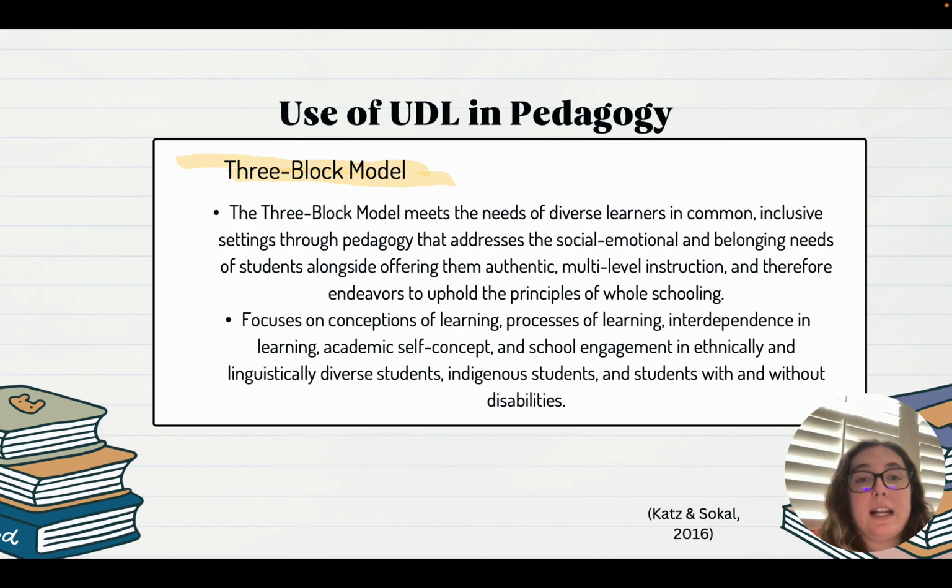So I thought it did a really good job at encompassing all different types of students from all different types of backgrounds, and acknowledged that their school engagement, academic self-concept, and their interdependence in learning is extremely important. And the 3-block model encompasses all of this together and helps create the perfect environment for the student to learn in.